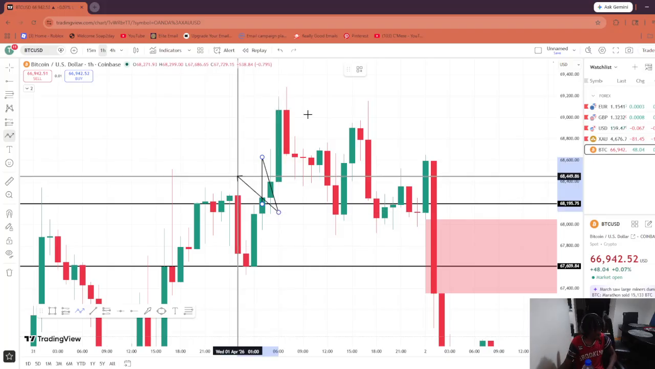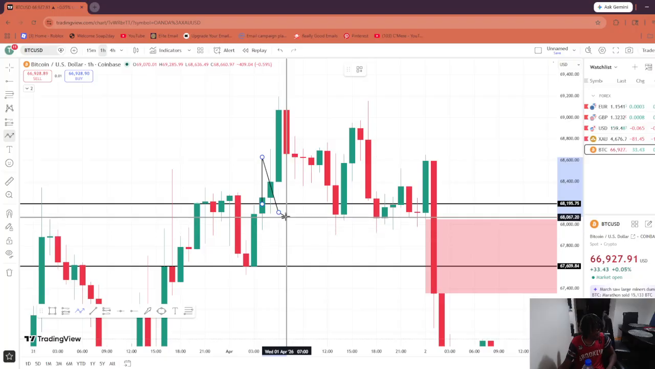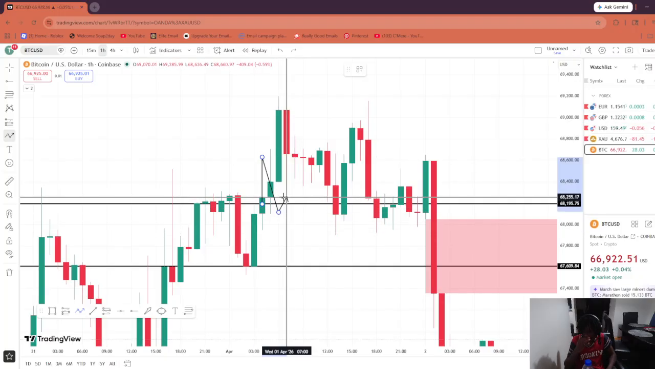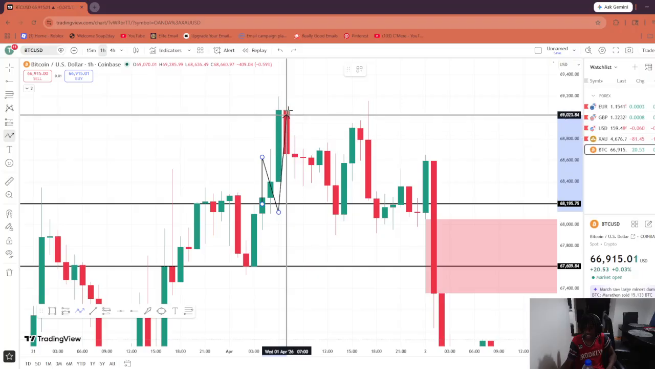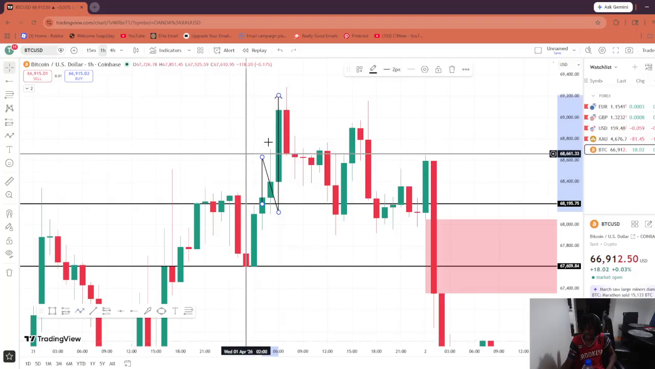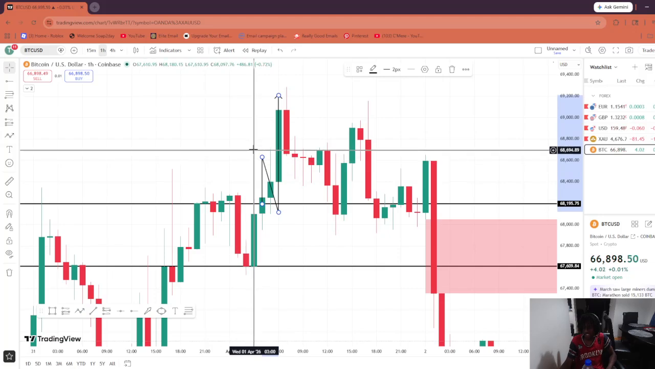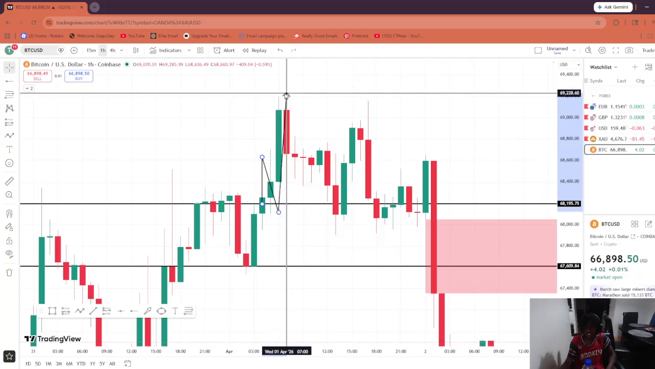Okay, came and respected this area. Then we push up. Price ends right here. That tells us that we are going to create a higher high. We are going to pass this one. This is our higher high. So we went and created another high, which was right here.